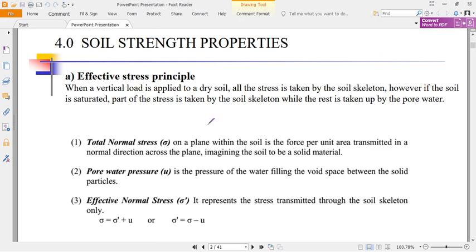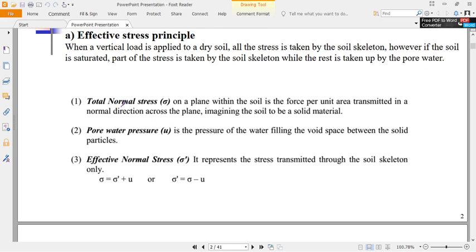However, if the soil is saturated, part of the stress is taken up by the soil skeleton, while the rest is taken up by the pore water pressure, which over time dissipates, and then the soil skeleton takes on the loading. So that stress which is important is what we call the effective stress. We are going to find a number of stresses.